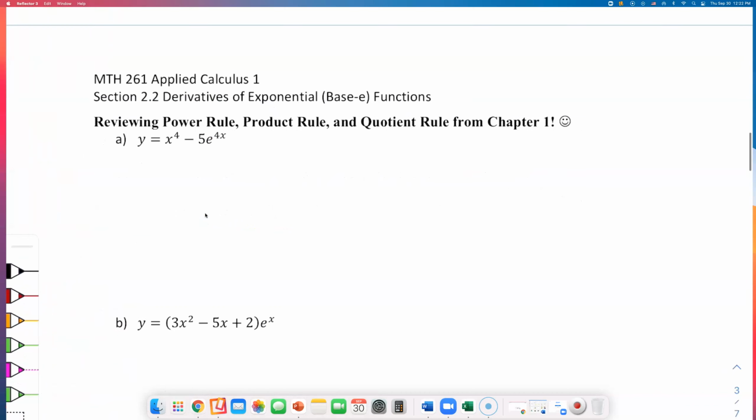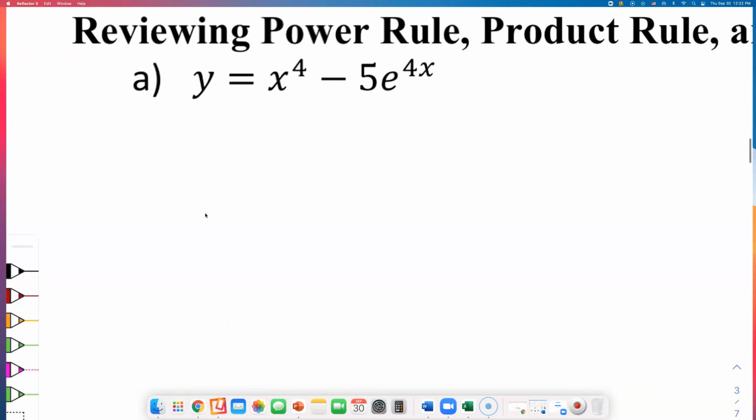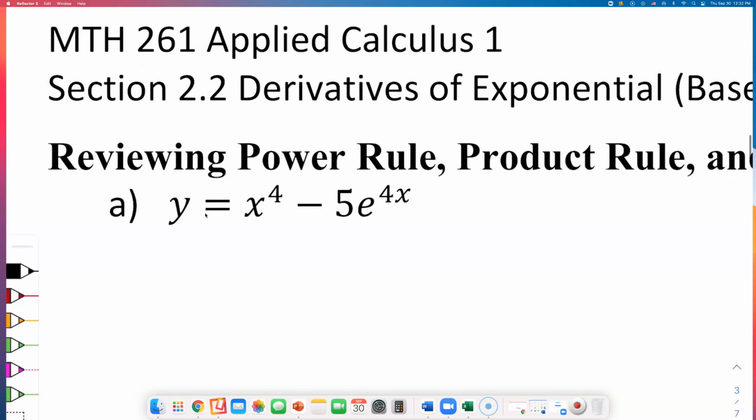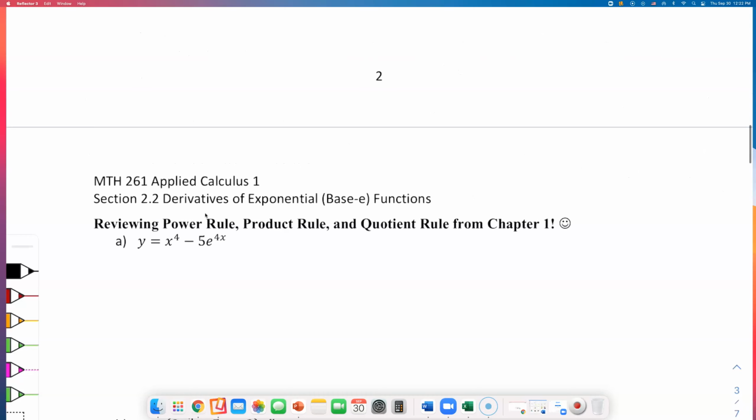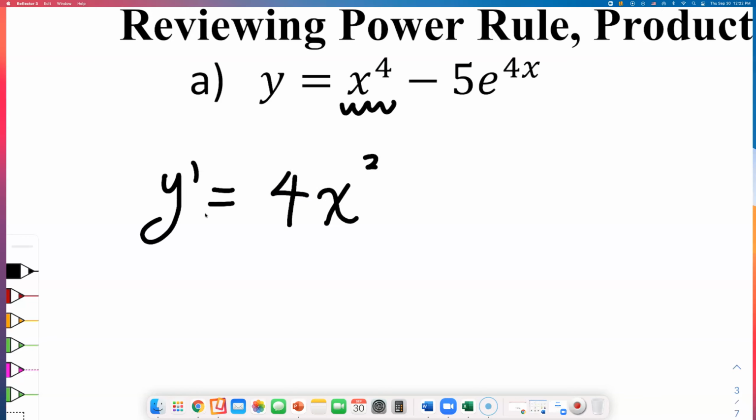Page number 3. On this page, let's review power rule, product rule, and quotient rule from chapter 1. So the first one, I have y equals x to the 4th power. If I'm taking the derivative of this, they didn't really say differentiate, but I guess that is the direction. Y prime is, this one's super easy, isn't it? The derivative of x to the 4th power is 4x to the 3rd power.